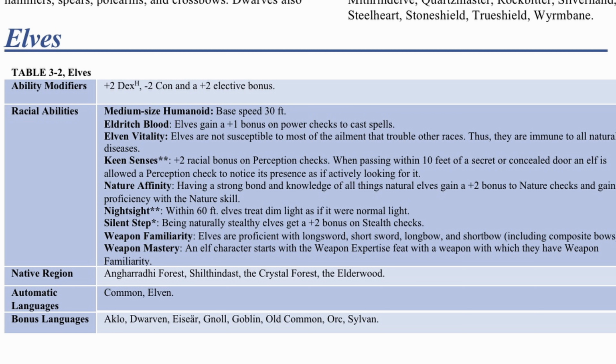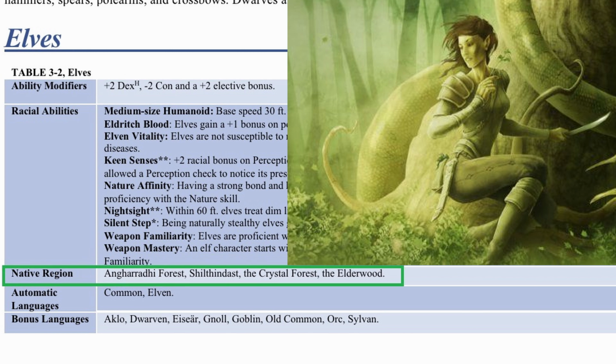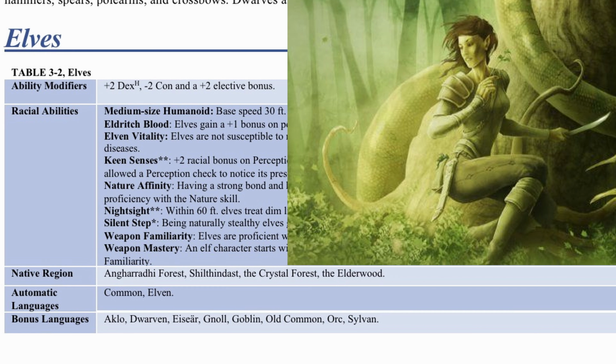Moving on to the graceful and agile elves, they boast the following ability modifiers. That is a +2 to dexterity and a -2 to constitution. They seem to be the antithesis to dwarves. They are lithe and graceful, but they are not very sturdy. In the world of Avern, elves call the regions like the Angered Forest, the Shelfindast, the Crystal Forest, and the Elderwood their homes. Their racial features reflect their affinity for nature and keen senses.